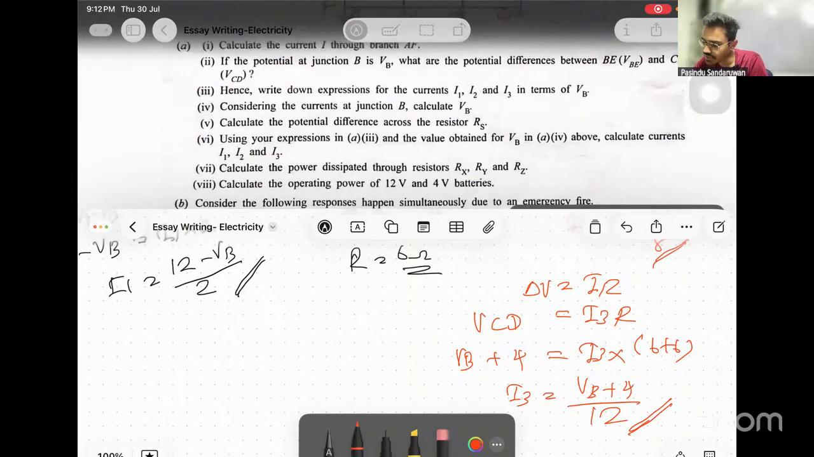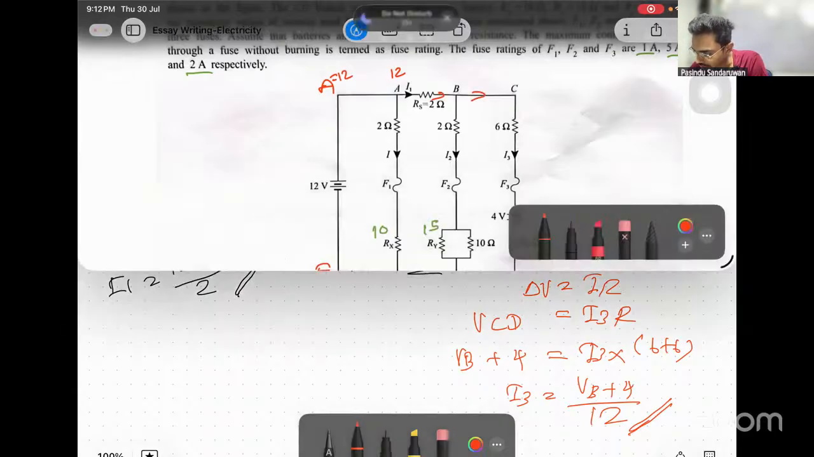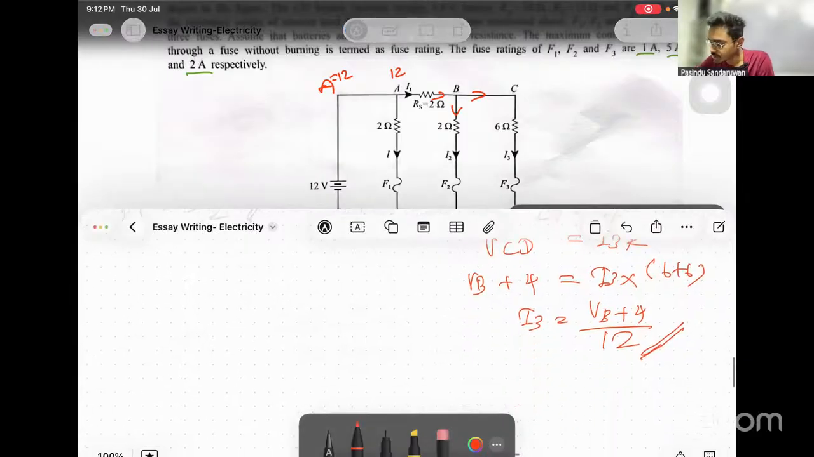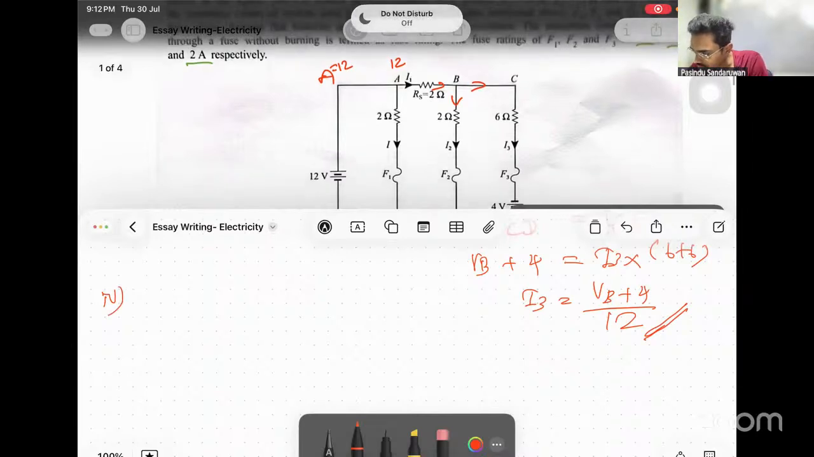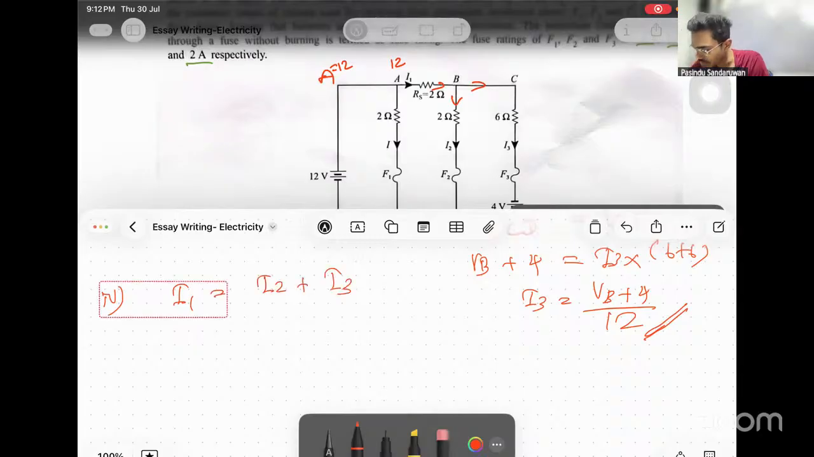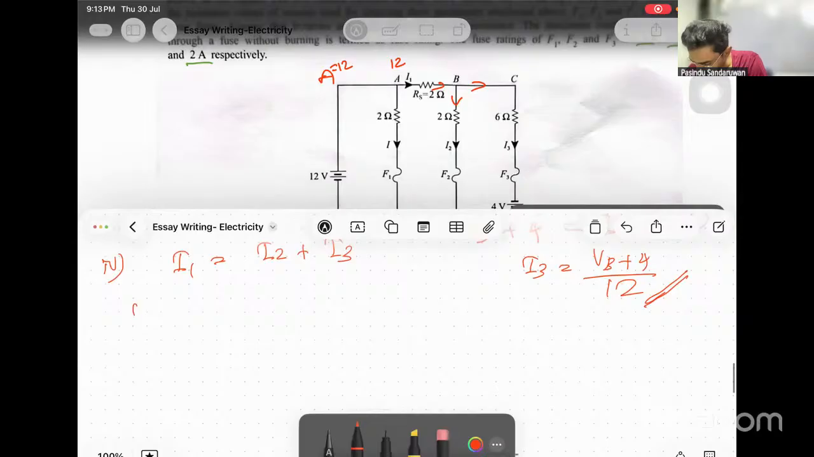4. Considering the currents at junction B, calculate VB. At junction B, we know I1 is the inflow and I3 and I2 are outflows. Then, using Kirchhoff's first law, I1 equals I2 plus I3. Now I have answers for I1, I2, I3. Plug it here. I1 is 12 minus VB over 2.